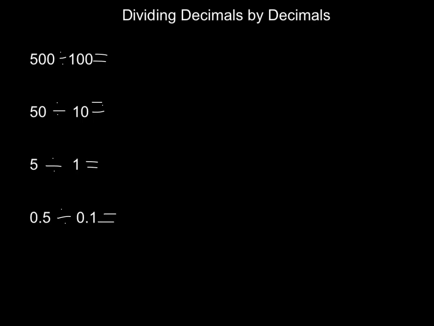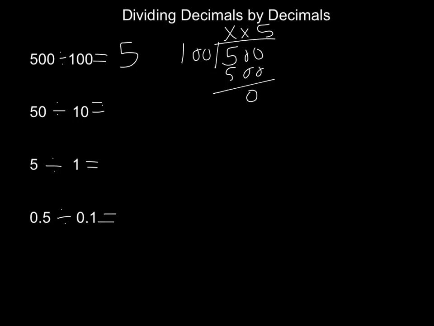This lesson is going to show you how to divide decimals with another decimal. And I want to start by showing you how the relationship between numbers stays the same. So we can start with 500 divided by 100. Well, I know that 500 divided by 100 equals 5. 100 can fit inside of it 5 times.